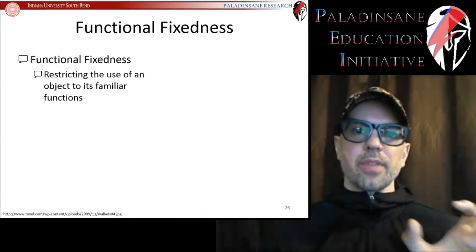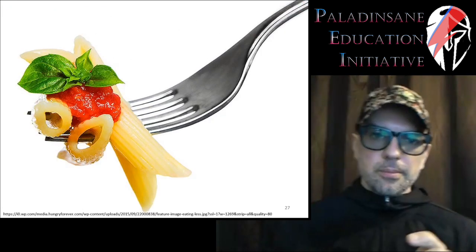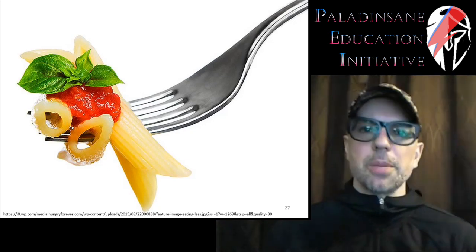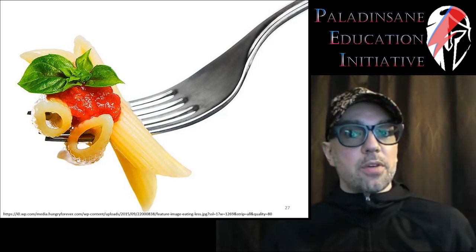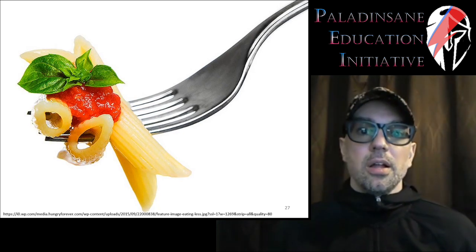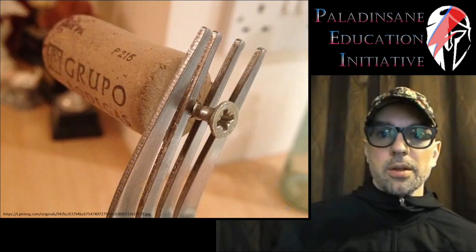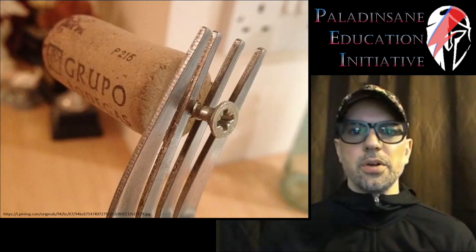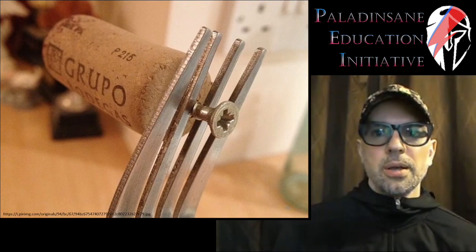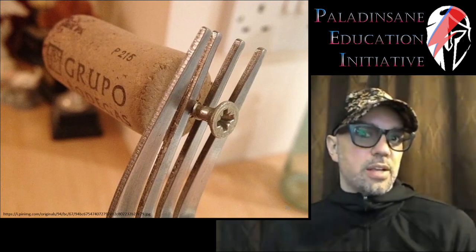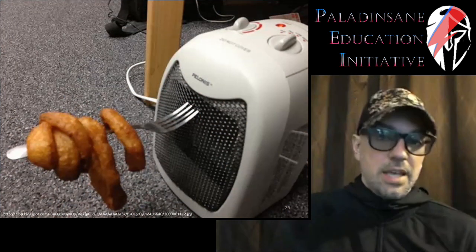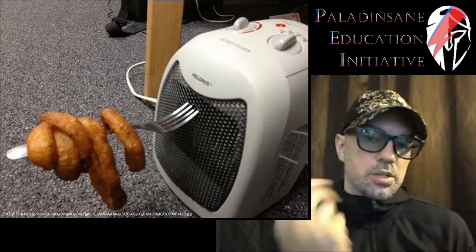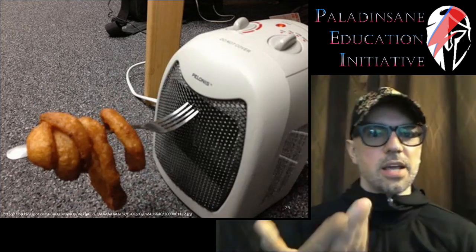That's restricting this fork to its typical function. But what if you have a cork stuck in a bottle? Well, you can solve that using a fork. But if you restrict your use of a fork to just eating food, you'll never come up with this solution. What if you need to reheat your onion rings that you got takeout for? Well, if all you think about a fork is eating those onion rings, you're going to be restricted by functional fixedness, and you'll never come up with this particular solution.